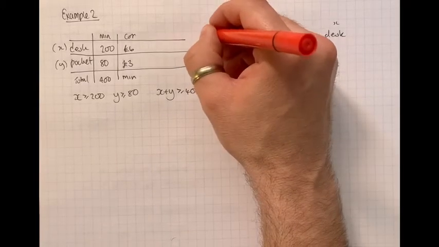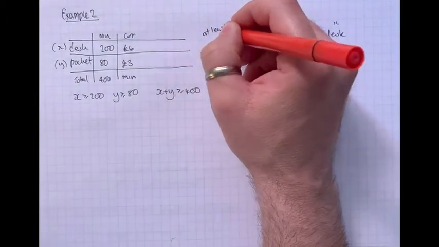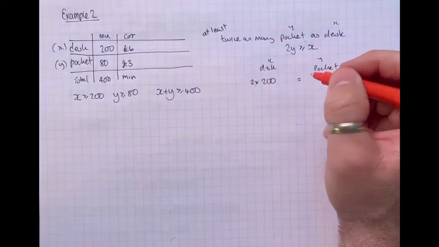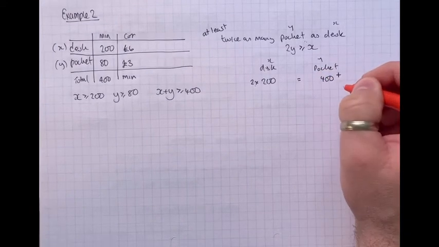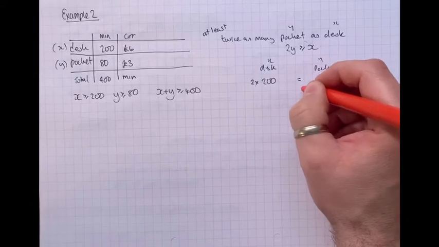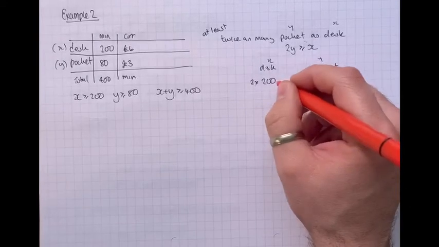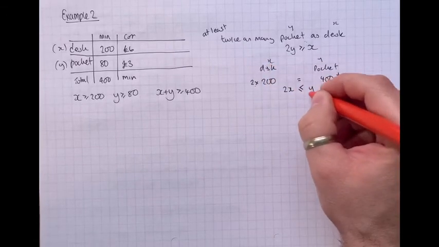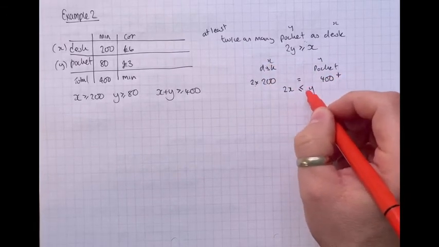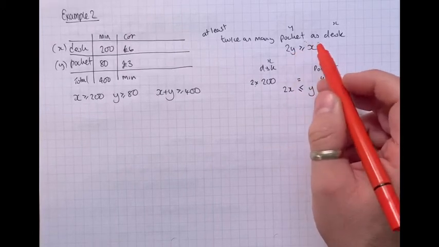And then if we bring the at least back in, it said, just checking, at least twice as many pocket diaries. So that one's the one that can get bigger. So it's going to be less than or equal to, because this is the one that can be bigger. This is x, so it's 2 times x. This is y. So it's 2x is less than or equal to y. So very much different to that.